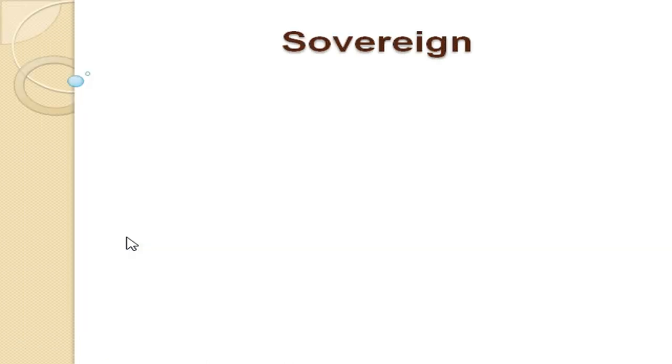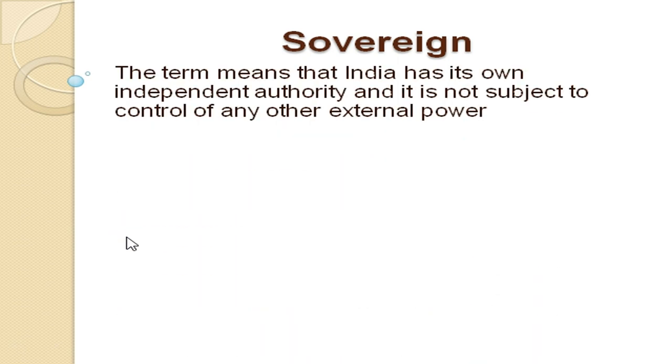The first one is sovereign. Now, what do we understand by the word sovereign? It says that India has its own independent authority and it is not subject to control of any other external power. So basically, the word sovereign means that India is completely free to make its own authority and is not subject to control of external power. That means an outside person or someone from outside cannot impose their own authority in this particular country, because this country is totally independent, okay, and it has its own independent authority.